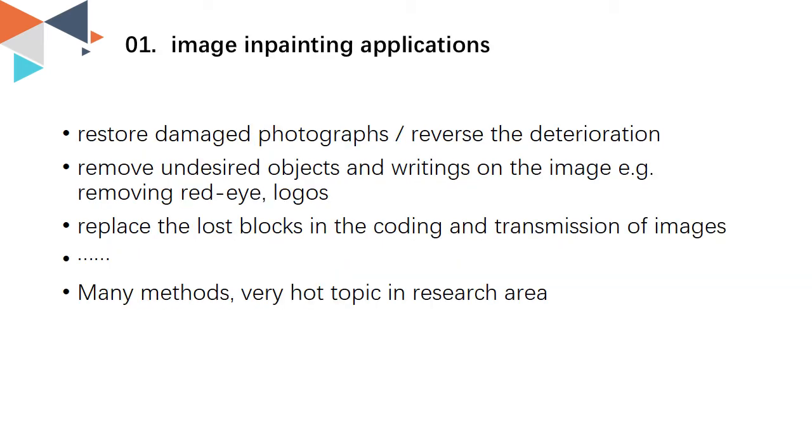There are many kinds of applications in image inpainting technologies. For example, it can be used to restore damaged photographs. It can be used to remove undesired objects and writings on the image, such as removing red eye, logos, etc. And it can be used to replace the lost blocks in the coding and transmission of images. And actually, there are many methods to do image inpainting, and image inpainting is a very hot topic in the research area. So in the following parts, we will describe 3 different methods to do image inpainting, and let's see how things go on.